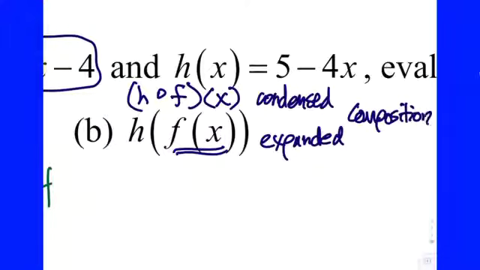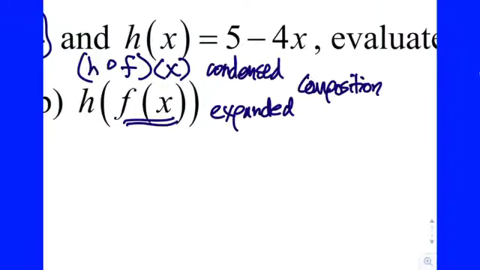We're plugging one function into another. So we could start the same way. We could take the h of x function, which is 5 minus 4x, and in place of x, I'm going to put parentheses. And now what am I going to plug in the parentheses? Not a negative 2, but f of x.